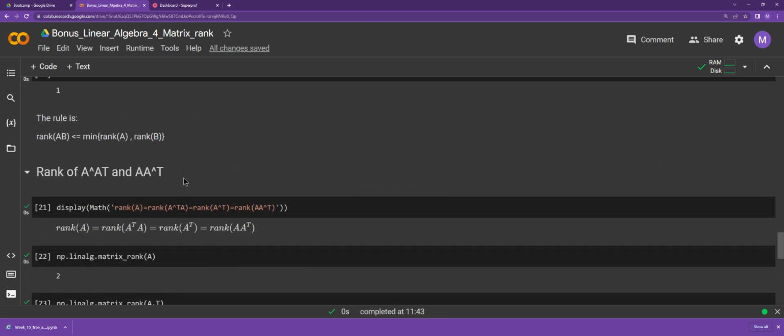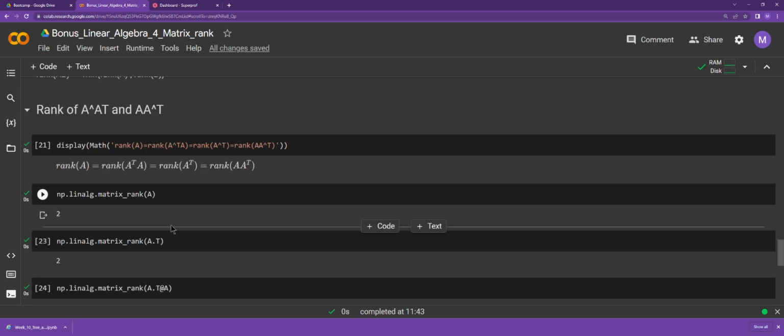Rank is very important, of course, and in this lecture we learned how we would use Python and NumPy to extract the rank of a matrix.